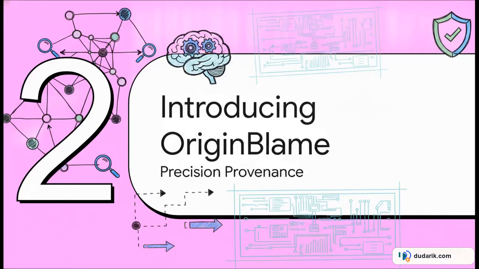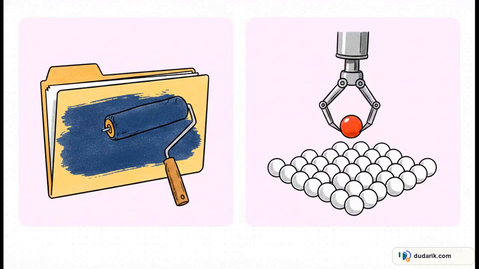Moving right along to Section 2, introducing OriginBlame, precision data provenance. To solve this headache, researcher Holland Zhu introduced a total paradigm shift, and this brilliantly illustrates that shift. Traditional data version control tools, things like DVC, LakeFS, or Delta Lake, all operate really broadly at the file or dataset level. But OriginBlame, or OB for short, operates down at the record and token level. It completely changes the resolution of our data tracking, taking us from these broad, sweeping strokes to literal pinpoint accuracy.